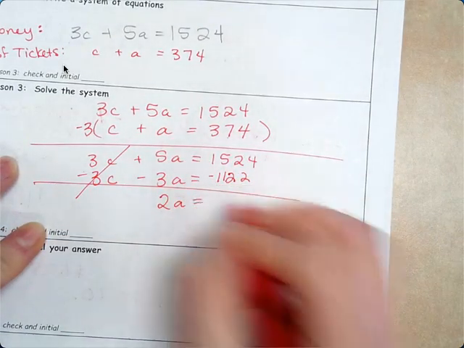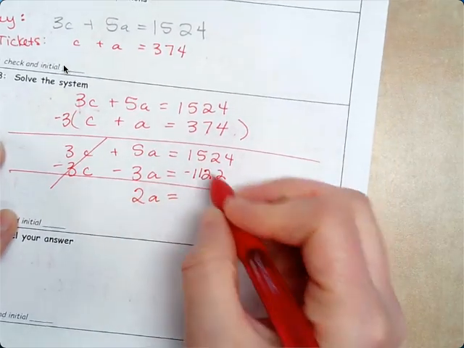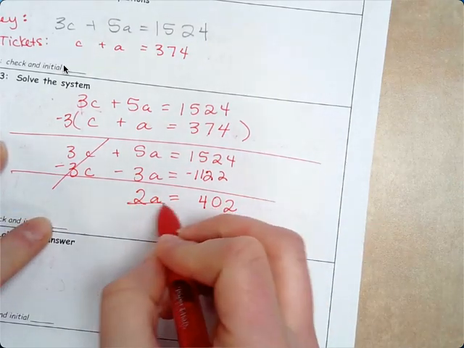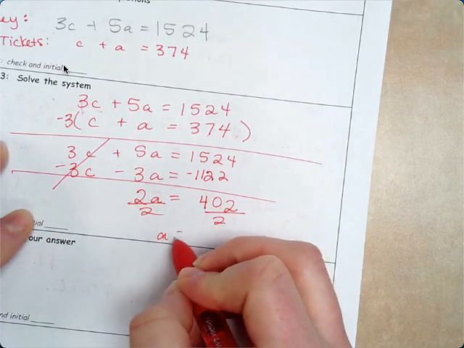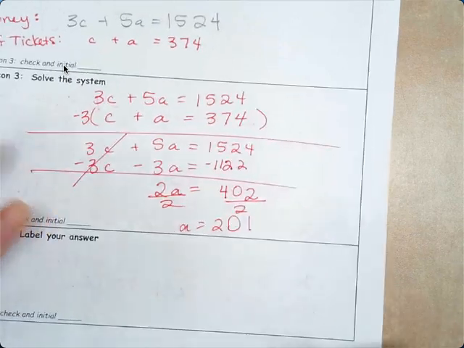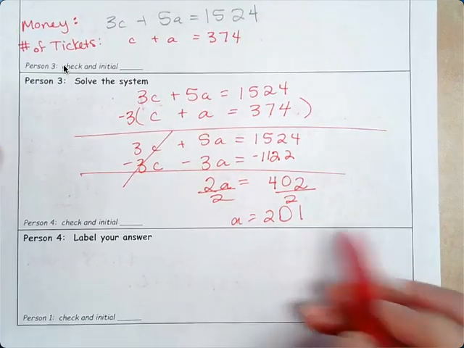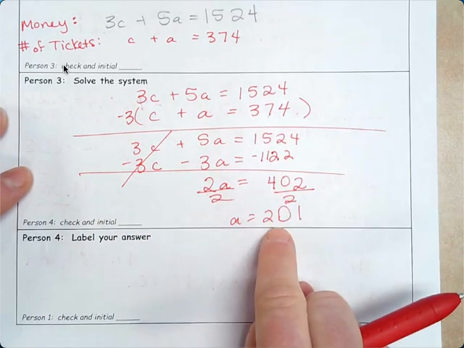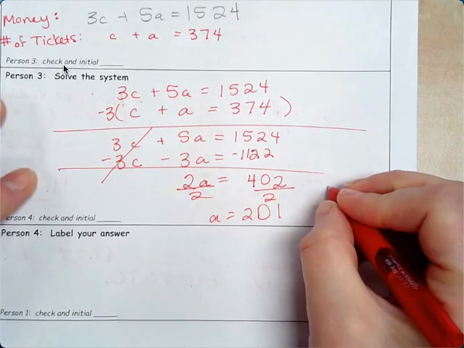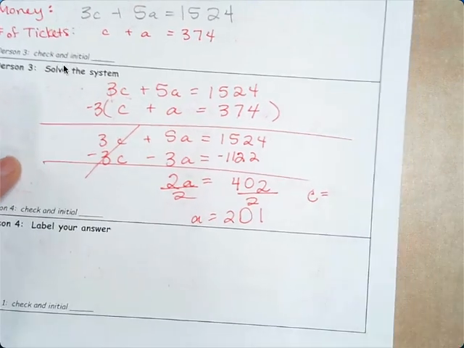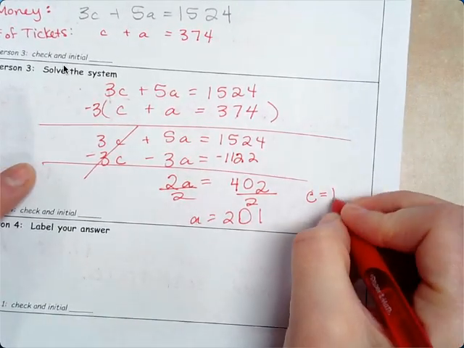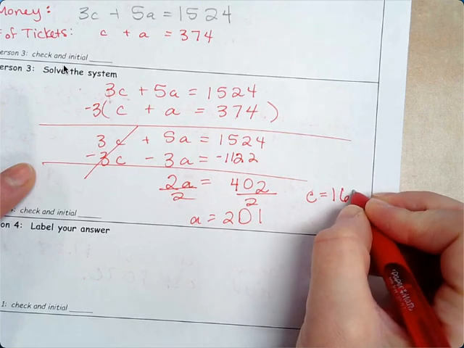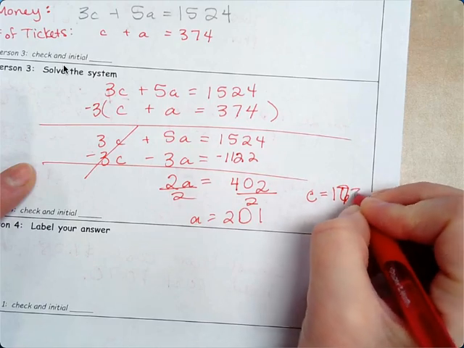We have 2A equals, what would that be, 402? Yes, ma'am. Okay. Divide by 2. 201. Okay. So our adult tickets is 201. We need to find out our child tickets. So couldn't we just take the total minus the adult to get the number of child? Yeah. Okay. So that would be 173. Thanks.